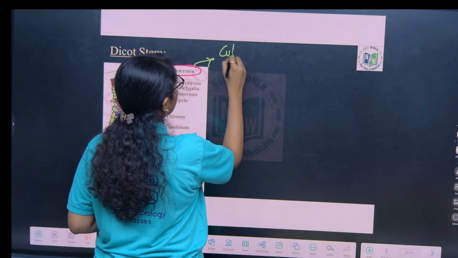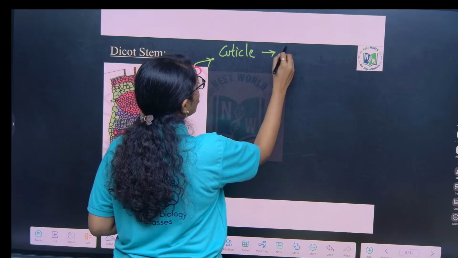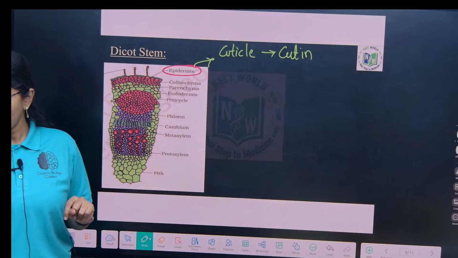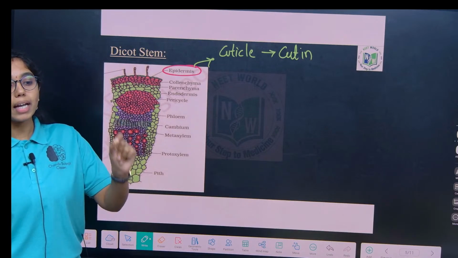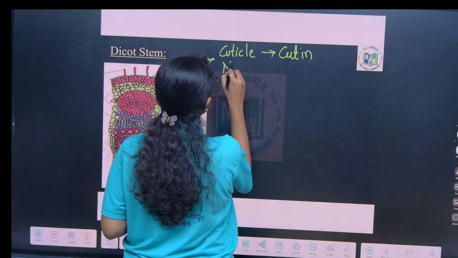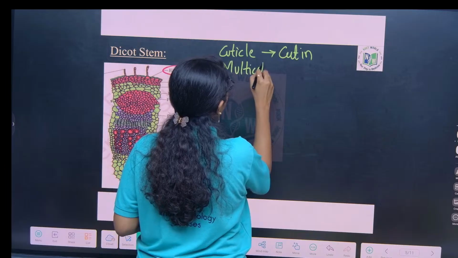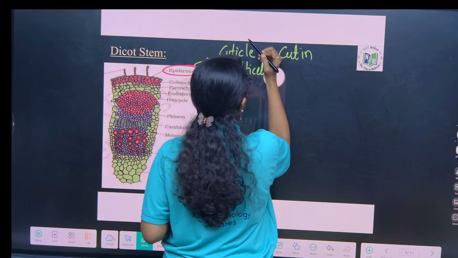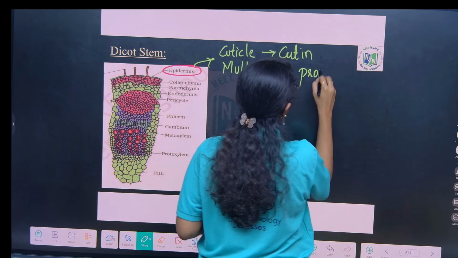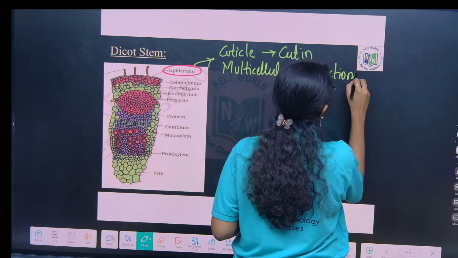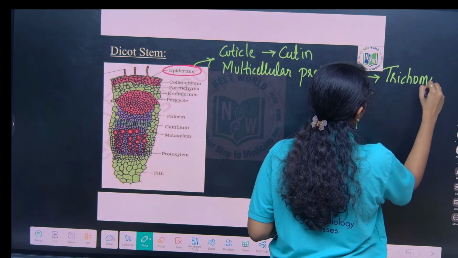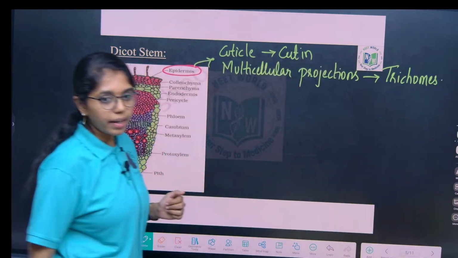Cuticle. Cuticle has cutin, which is impervious to gaseous exchange. And you have unicellular hair-like projections in the root epidermis. Here you have multicellular hair-like projections called trichomes. Fine, right?